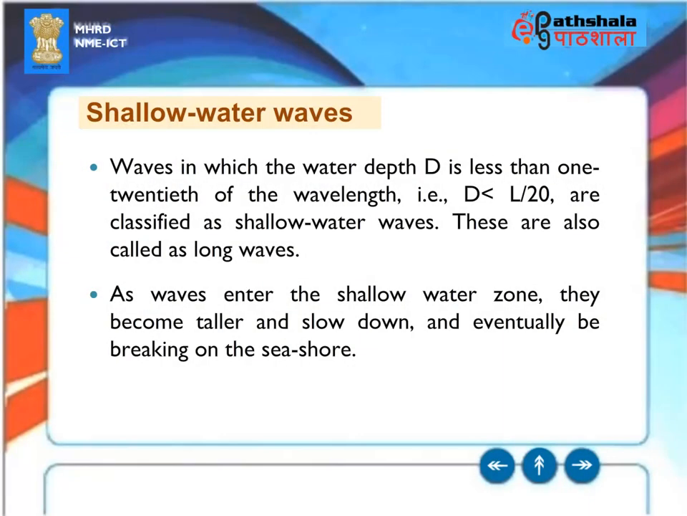Shallow water waves. Waves in which the water depth d is less than 1/20th of the wavelength, that is, d less than L by 20, are classified as shallow water waves. These are also called long waves. As waves enter the shallow water zone, they become taller and slow down, and eventually break on the seashore.